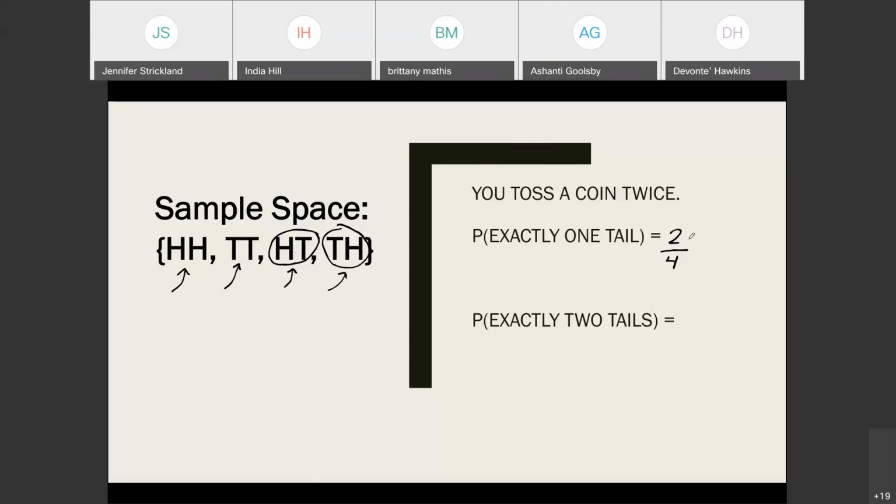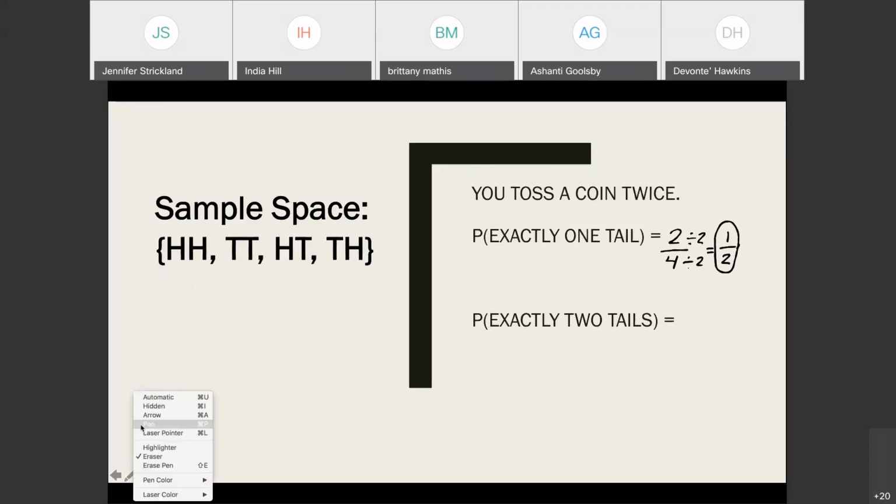All right, so 2 over 4, I know that they both are divisible by 2. So I can divide the top and the bottom by 2. 2 divided by 2 is 1. 4 divided by 2 is 2. And then I've got my answer. So I have a 1/2 probability that I get exactly 1 tail. All right, so now let's look at the second one. The second one says we want the probability that we get exactly 2 tails. So how many options in my set have exactly 2 tails?